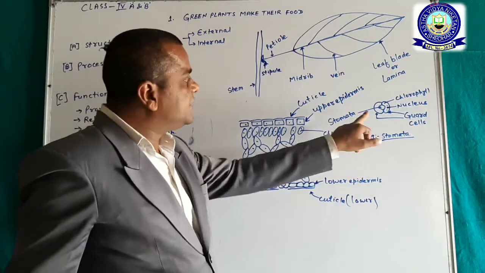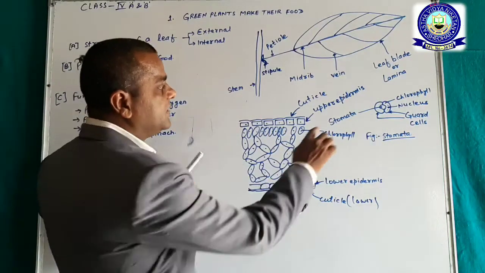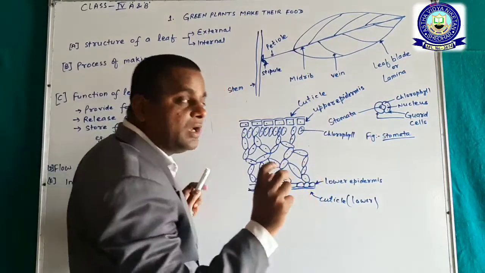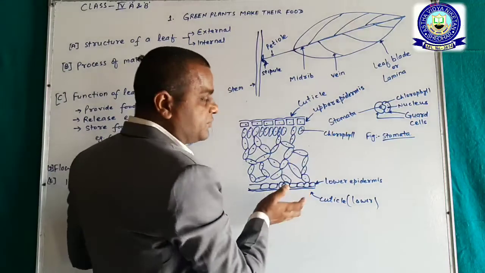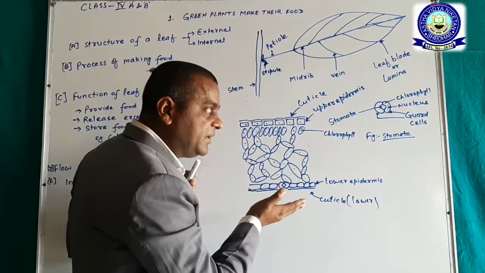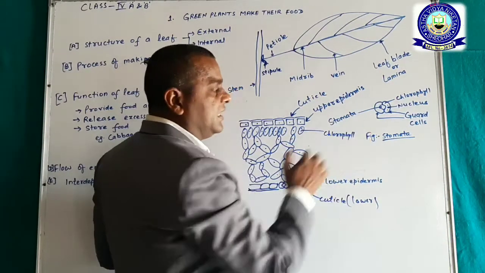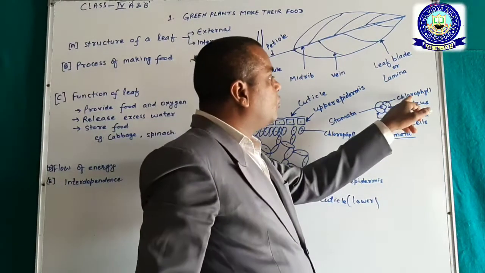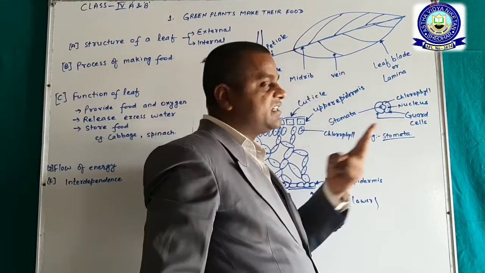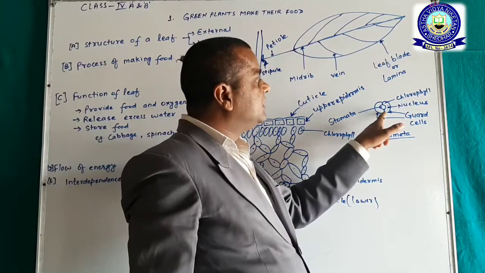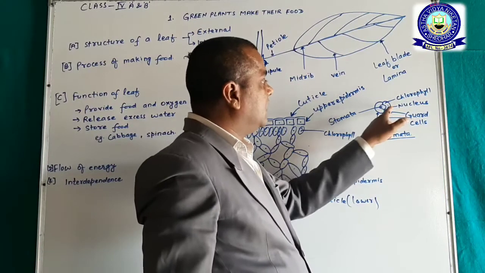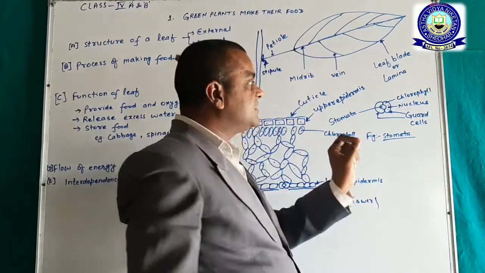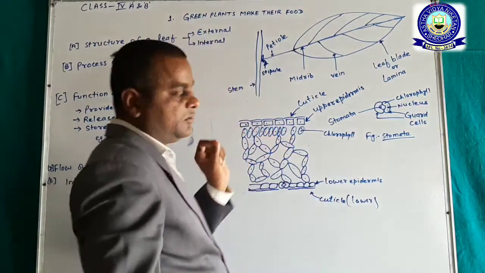Now, a stomata is a tiny, narrow opening found at the lower epidermis. Its structure has two guard cells. Basically, these two cells are called guard cells, and each cell contains a nucleus and chlorophyll.